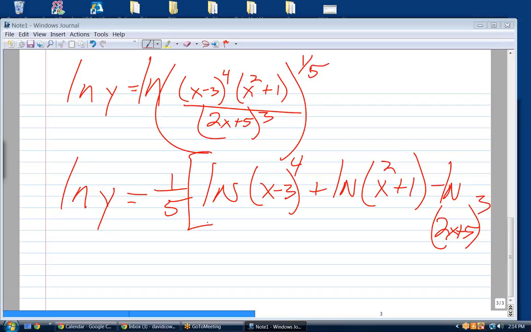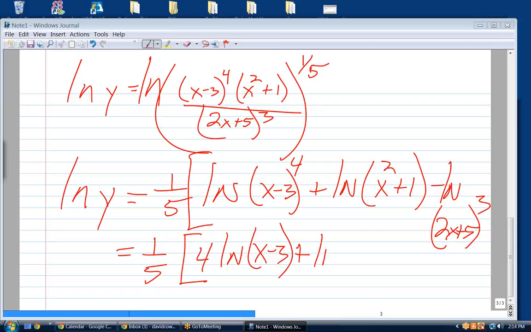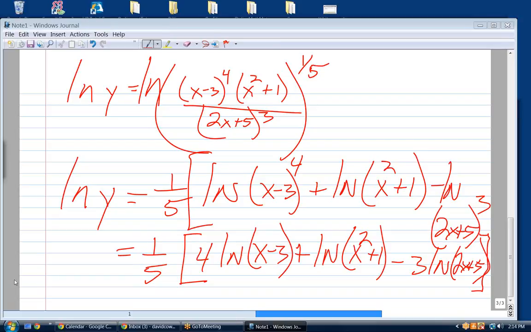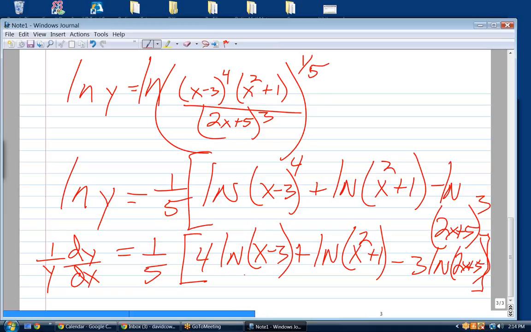And then that becomes 1/5 times 4 natural log of (x minus 3) plus natural log of (x squared plus 1) minus 3 natural log of (2x plus 5). And on the left side of the equation, I have 1 over y times dy dx. If I want to differentiate the right side, notice how easy it is to differentiate now.